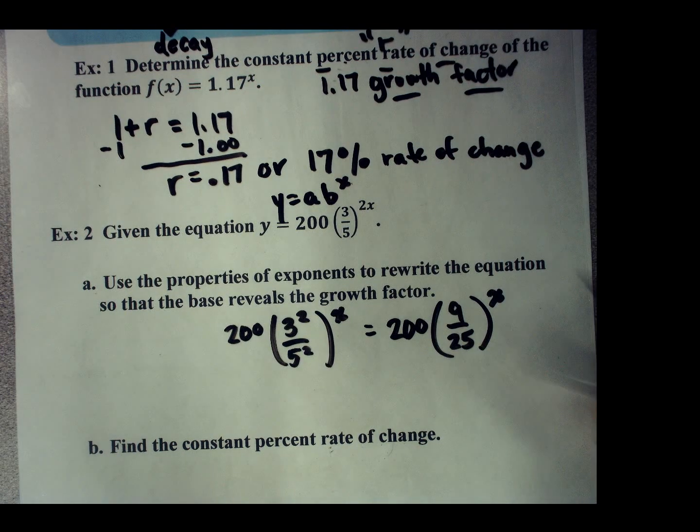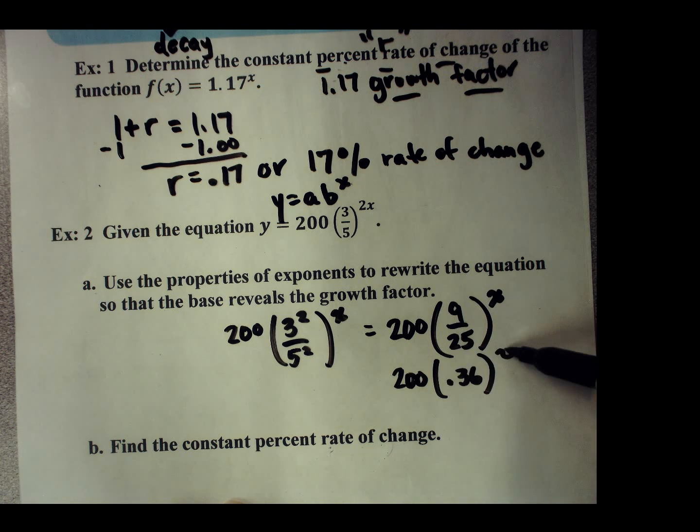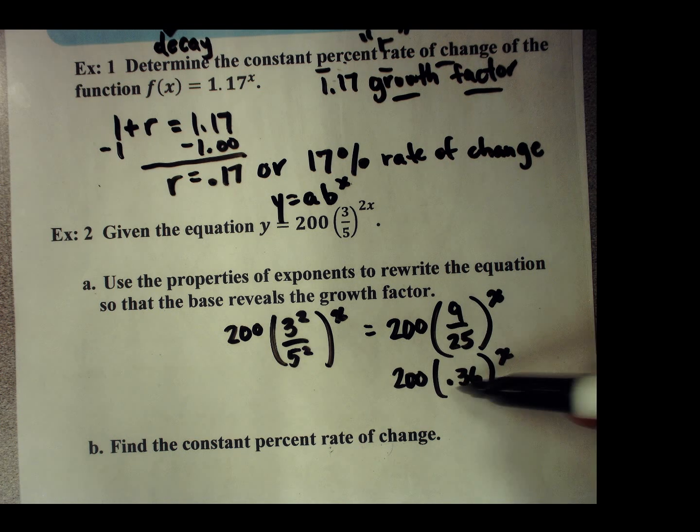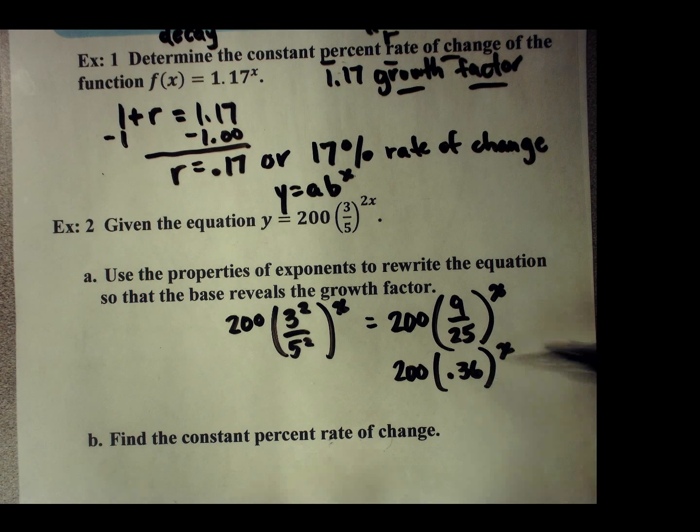Okay, so let's figure out what 9 divided by 25 is and put it as a decimal. This is 0.36. Okay, so is this a growth or is this a decay? 0.36. Is that bigger than 1 or is that less than 1? Less than 1. So this is considered a decay factor.